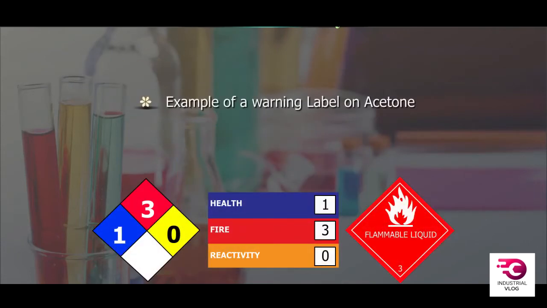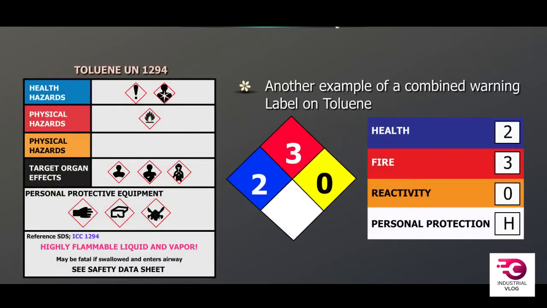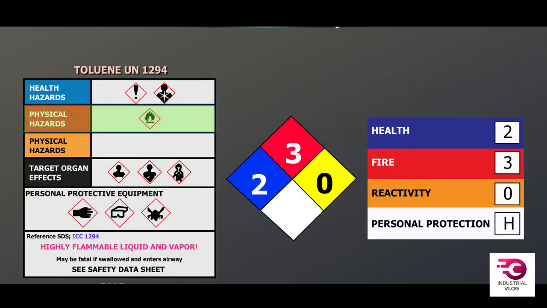An example of a warning label on acetone showing NFPA, HMIG, and pictogram is seen here. Another example of a combined warning label on toluene. Fire is classified as a physical hazard as in the case of GHS. Target organ effects are also specified. PPEs are illustrated. The right side shows separate NFPA and HMIG.